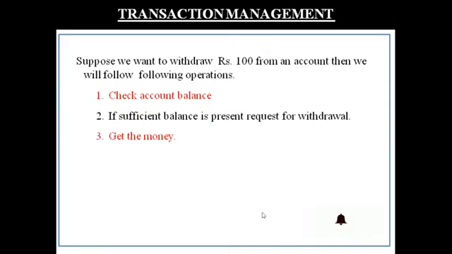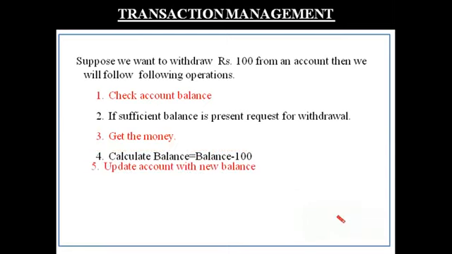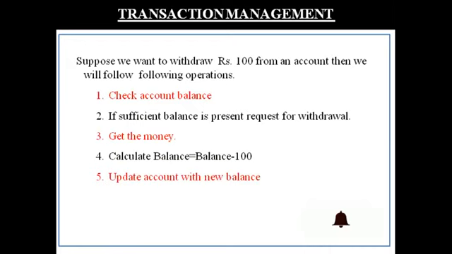The fourth one is calculate balance equal to balance minus 100. The fifth one, that is the last operation, is update account with new balance. The above mentioned steps denote one transaction.